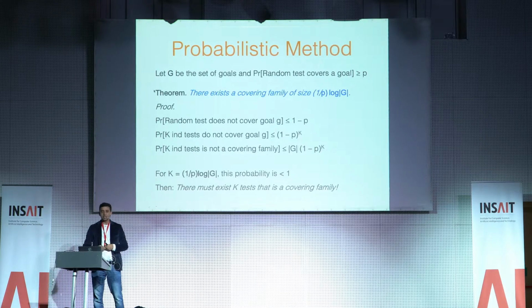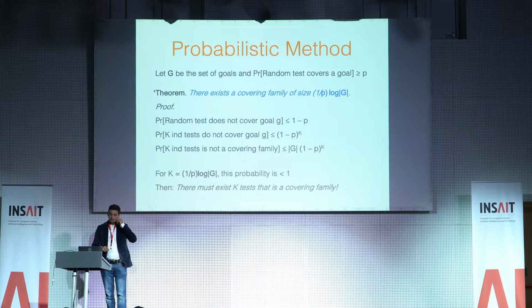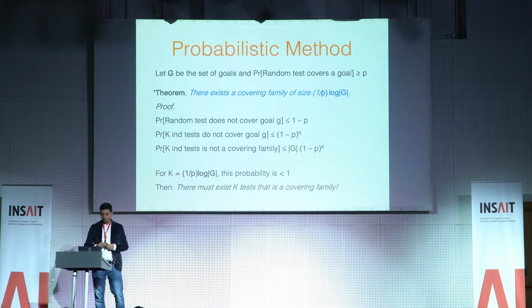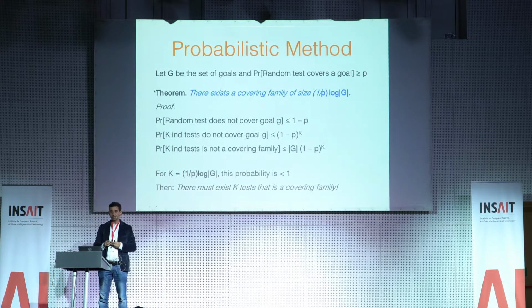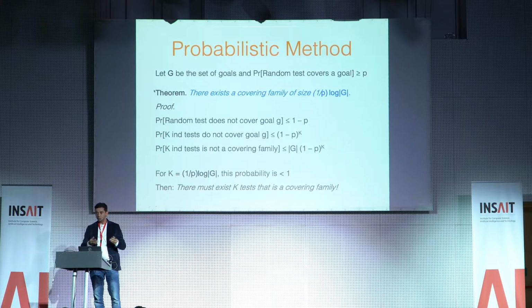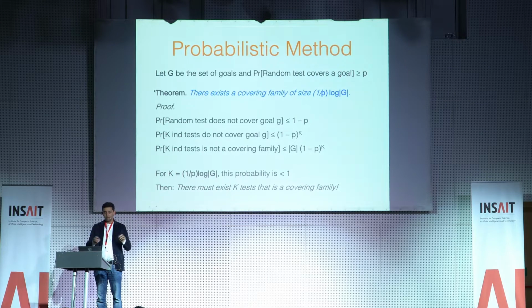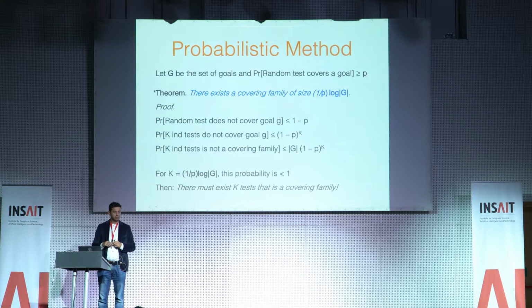But then if you pick k to be 1 over P times log of the number of coverage goals, this probability becomes strictly less than 1. And the probabilistic method says, well, then there must exist some k tests that is a covering family. So it's a very cute, small argument that shows you the existence of a covering family, but of course it doesn't tell you how to construct it. But the same kind of argument can be used to say that, if you just sample these tests, then you are actually going to find a covering family with very high probability.